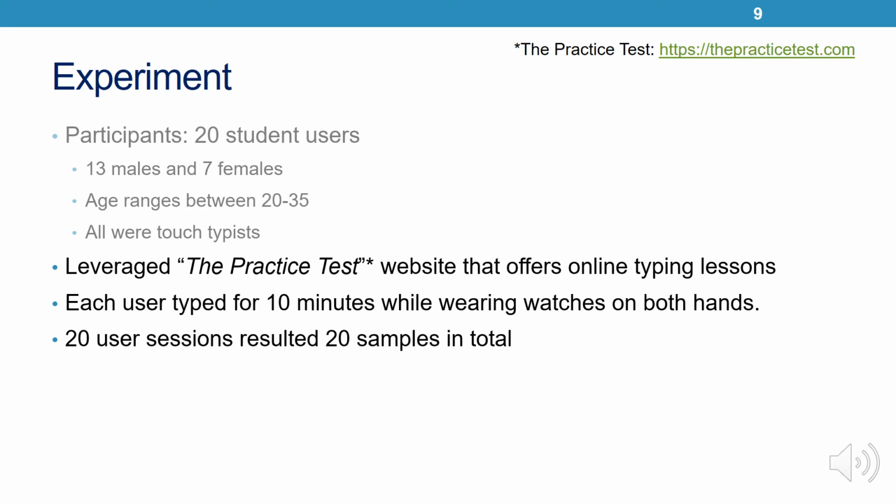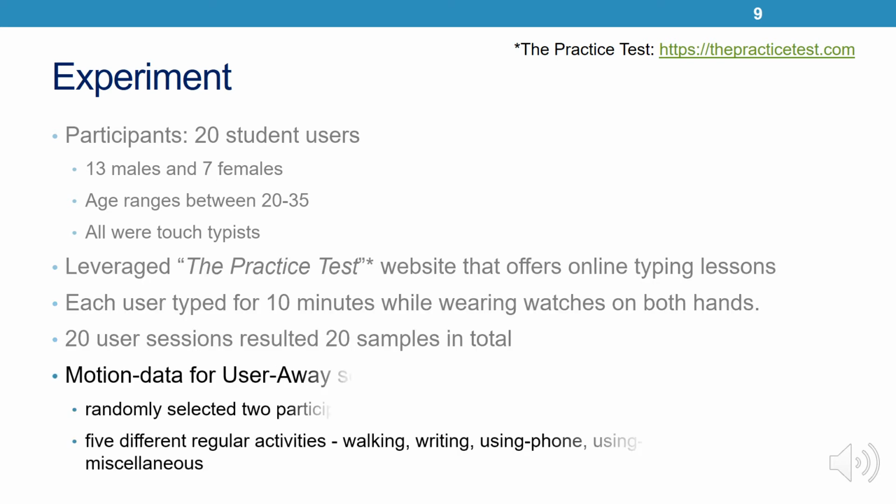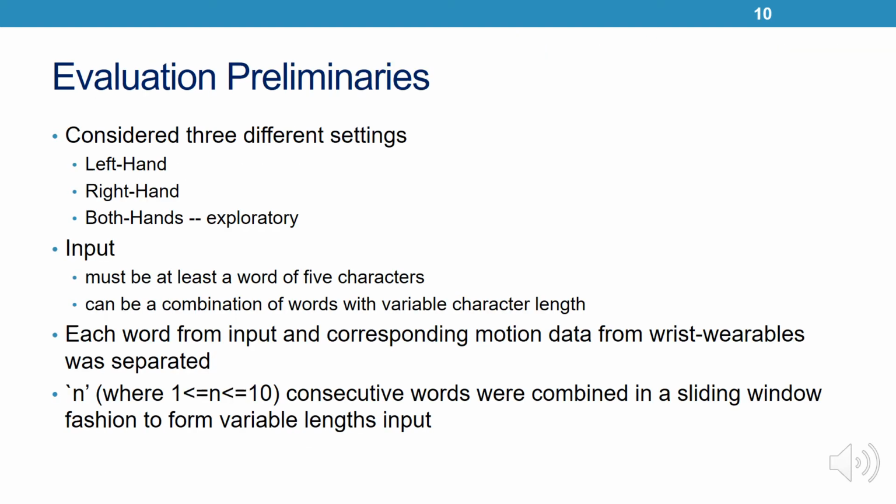watches on both hands. 20 user sessions then resulted in 20 data samples, each consisting of three traces: input text from the terminal, motion sensor data from the left hand watch, and motion sensor data from the right hand watch. To evaluate the performance of IvoriWatch in the user-aware setting, we randomly selected two participants and asked them to perform each of the 5 different activities considered in our threat model for 5 minutes.